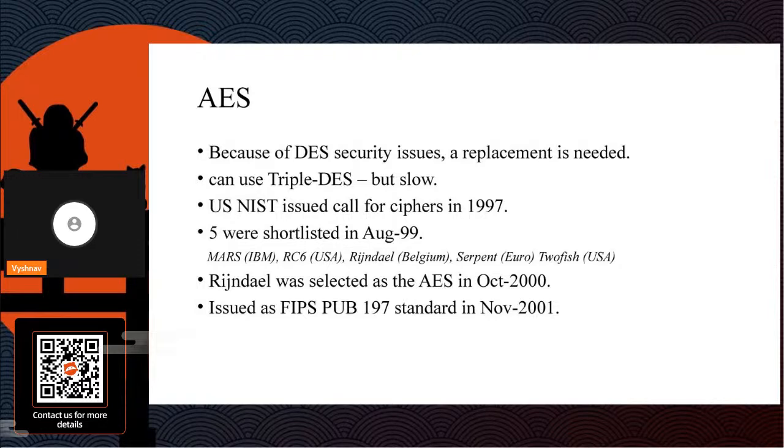AES refers to Advanced Encryption Standard. Because of the DES security issues, clearly a replacement for DES is needed. We can use triple DES, but it is slow and has so many blocks. So US NIST issued a call for ciphers in 1997. First 15 candidates were accepted in June 1998, but 5 were shortlisted in August 1999. They are Mars, RC6, Rijndael, Serpent, and Twofish. At the end, Rijndael was selected as AES in October 2000, but it was issued as the FIPS Publication 197 standard in November 2001.